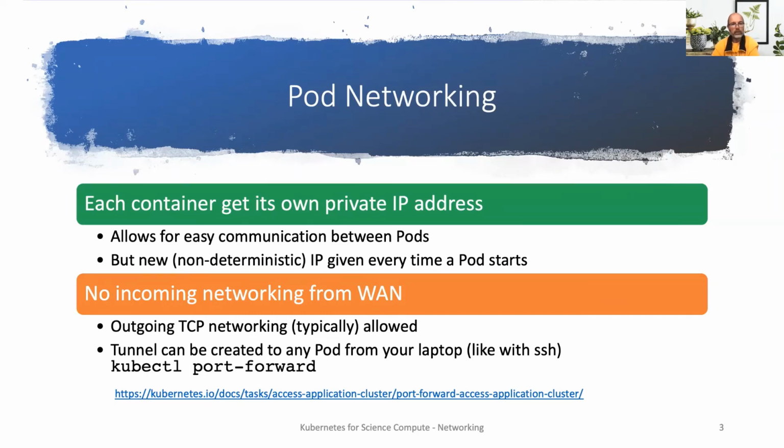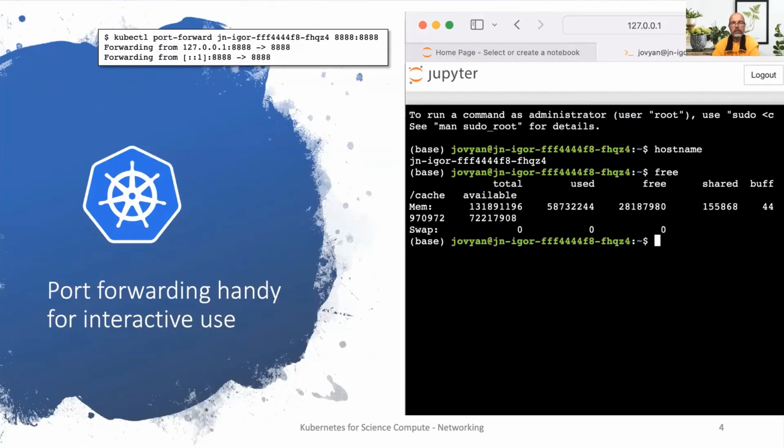But typically you don't. That said, for the incoming networking, you can actually create a tunnel from your laptop using kubectl by using port forwarding, a little bit like you would do with SSH. And we have a hands-on exercise for that. And that can be really handy for interactive sessions when, for example, you want to use Jupyter, which is a web-based application.